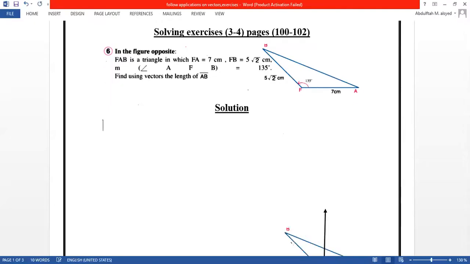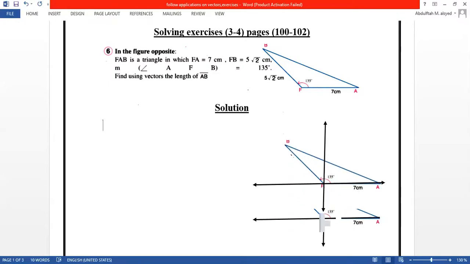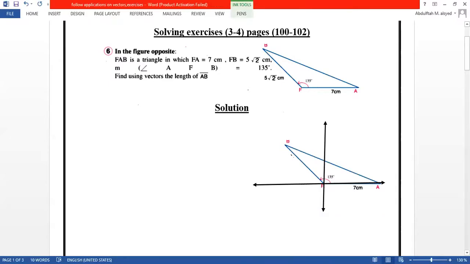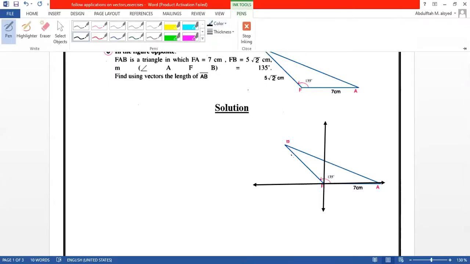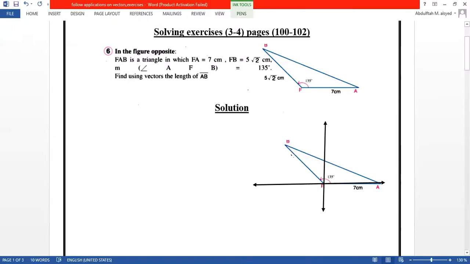In order to solve this, in the beginning, Bismillah. The measure of the angle AFB equals 135 degrees. So I will find the measure of this angle. This angle equals 180 minus 135 equals 45 degrees.